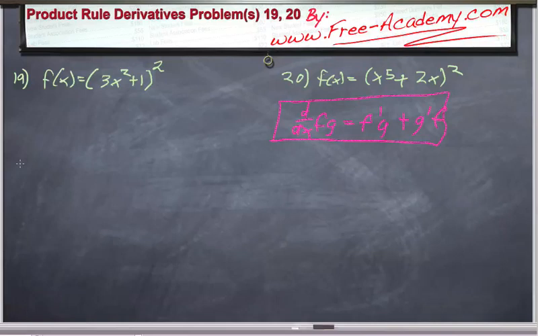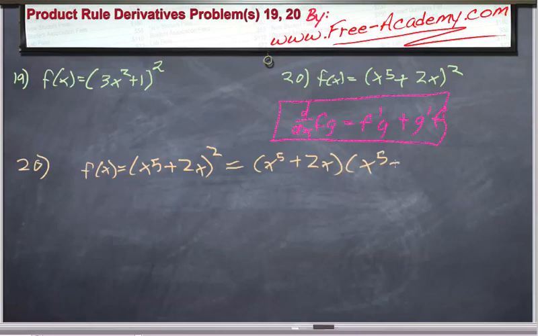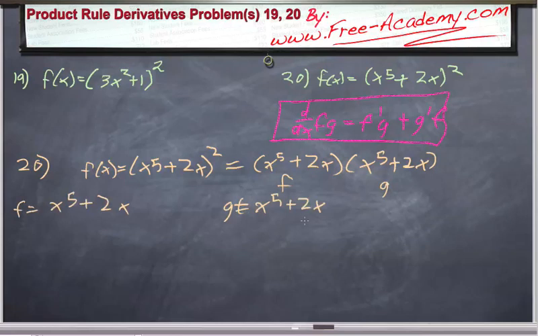Let's go on and find problem 20. We have the same situation. F of x is equal to x to the fifth plus 2x squared, which will be equal to x to the fifth plus 2x times x to the fifth plus 2x. We'll call the first set of parentheses f, the second set g. F is equal to x to the fifth plus 2x. G is equal to x to the fifth plus 2x.